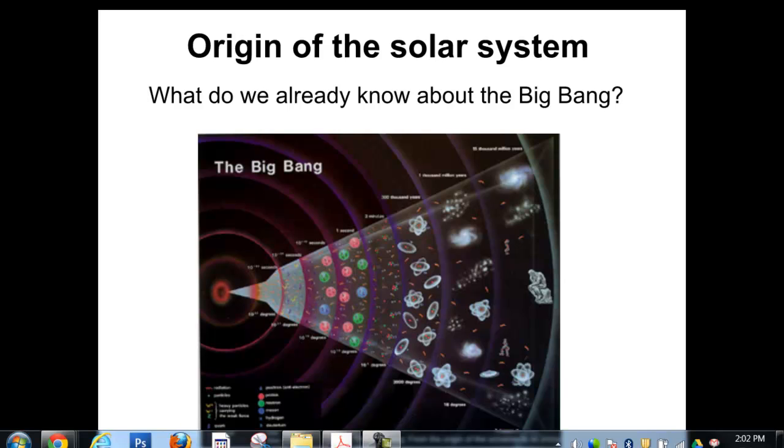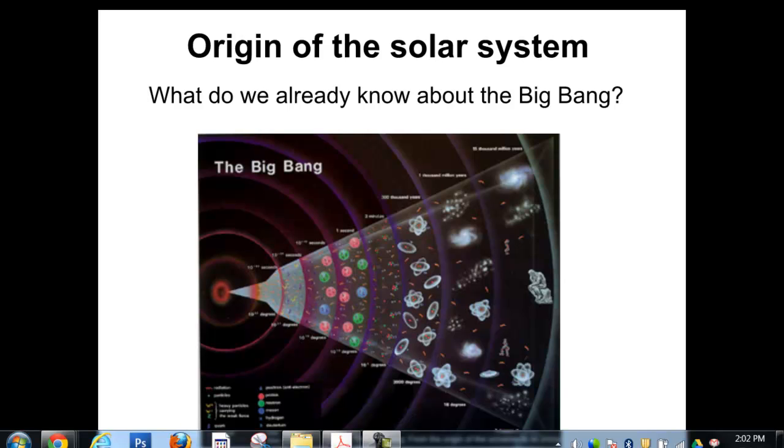So you've probably already heard about something called the Big Bang, and the question is, what do we already know about the Big Bang? And here in this picture you can see a kind of cartoon that shows the Big Bang from its start on the left-hand side about 14 billion years ago. Now here's another time when you might want to write that number out just to get a feeling for how big it is. So how many zeros are in 14 billion? You want to write that number out and see how big a number that is.